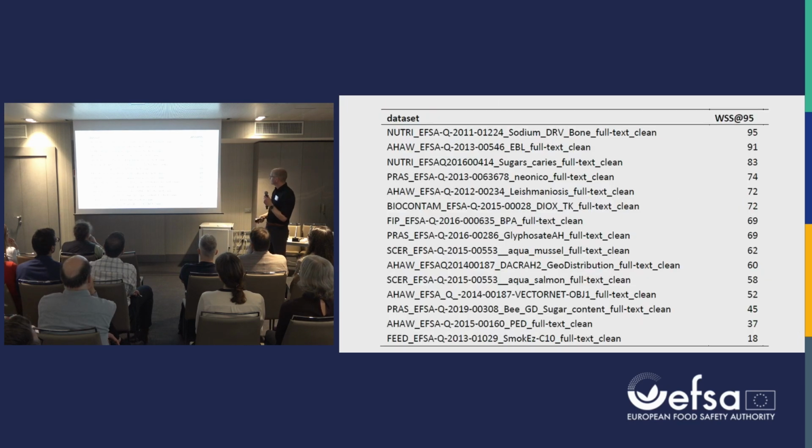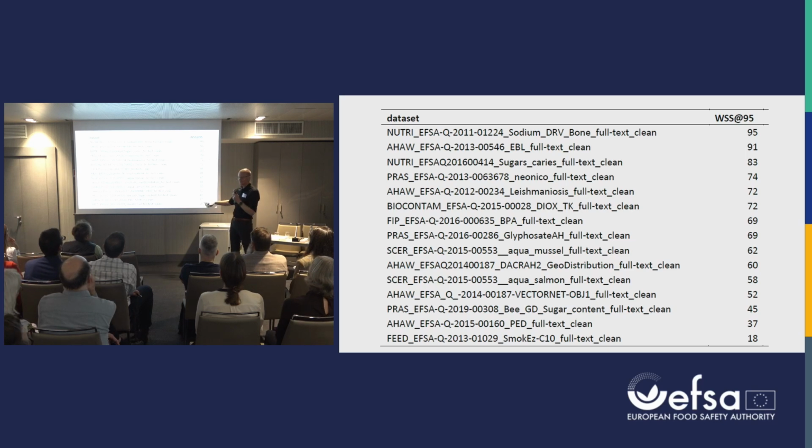Well, if you summarize that in a table, here we have the work saved over sampling at 95% recall. So 95% of the relevant papers are found. How much time could you have saved? And you can see that for some of the data sets, the screeners could have saved a lot of their time. Whereas for some other data sets, the time savings are less. But it's always more than just random reading.